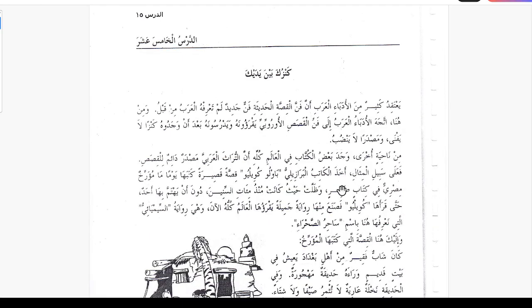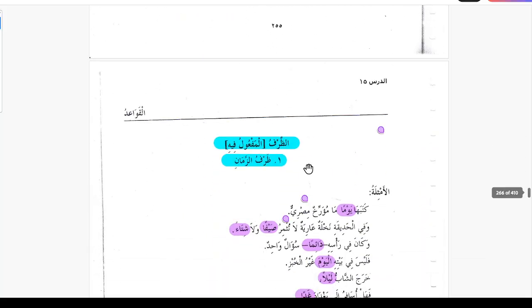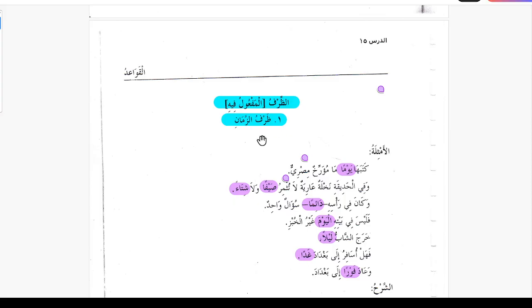Before we go through the main lesson, like always, we go through the rules of the lesson. What new are we going to study in this lesson? So this lesson is about zarf, means adverb. We know zarf zaman and zarf makan, adverb of time and place. So zarf is also called maf'ul fihi.